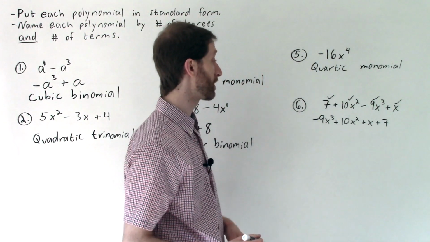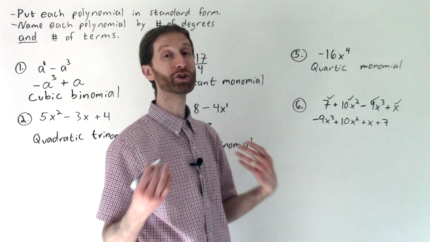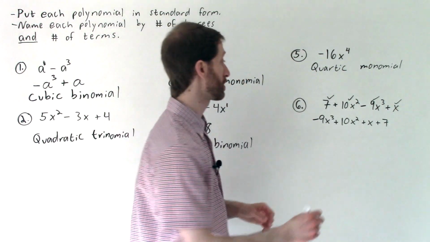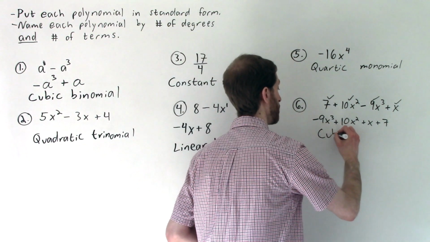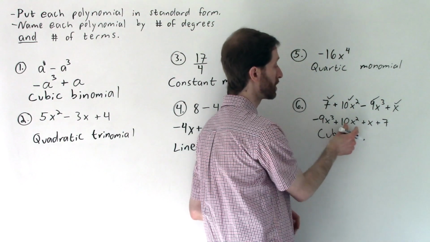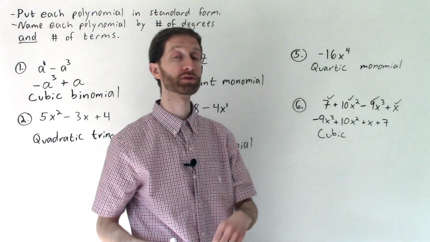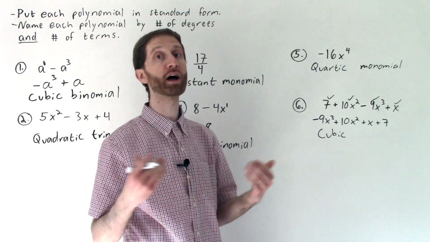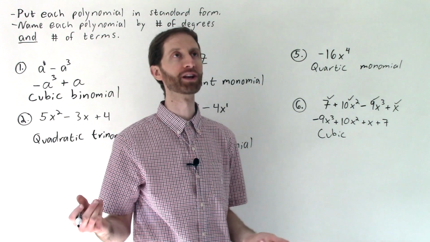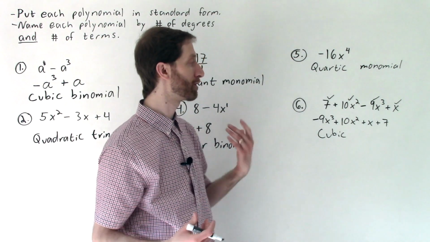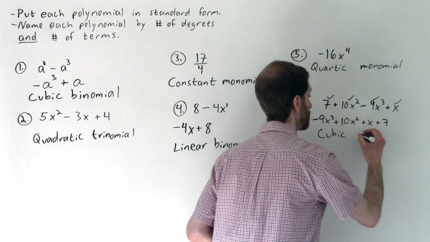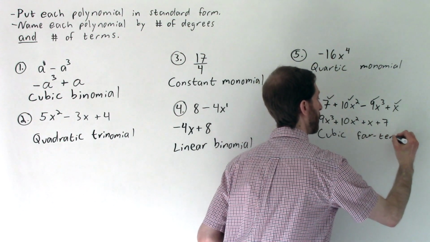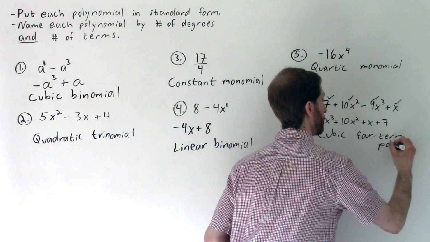So what we have left here is to name it. Well, the highest degree that we have is right here. It's the 3rd degree. So you call it 3rd degree or cubic. And it has 1, 2, 3, 4 terms. Recall that if we have more than 3 terms, we don't call it a quadnomial, although it's pretty sweet. We call it a 4-term polynomial. So cubic, 4-term polynomial.